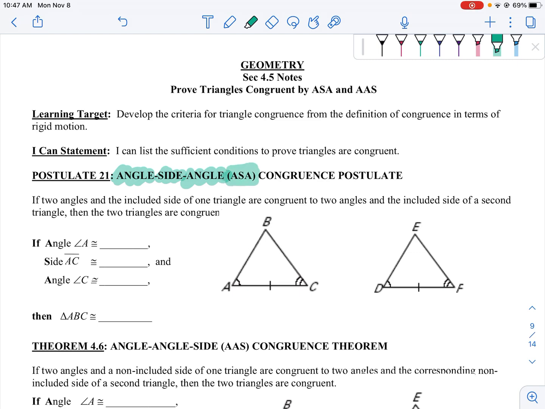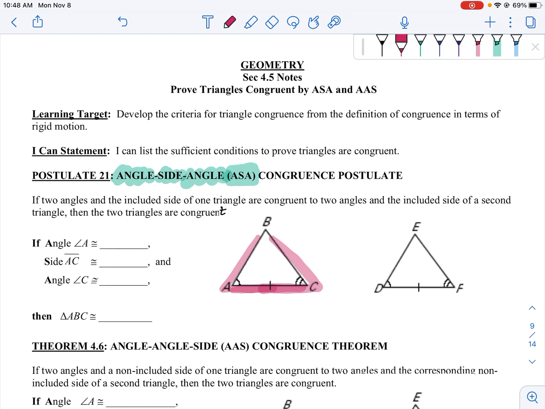The congruence postulate says if two angles and the included side of one triangle are congruent to two angles and the included side of a second triangle, then the two triangles are congruent. So an included side is a side that is in between the two angles, or if you trace over the angles, you're tracing over the side both times. For instance here, if I look at angle A and angle C, the included side is this side that I went over twice, that AC.